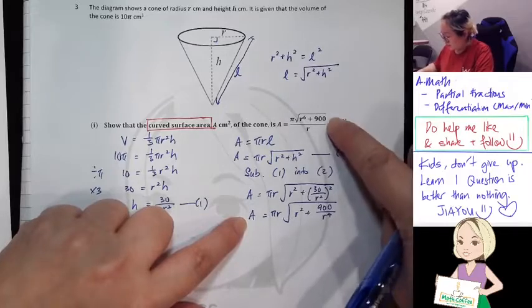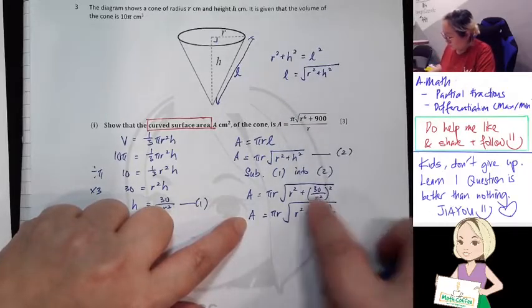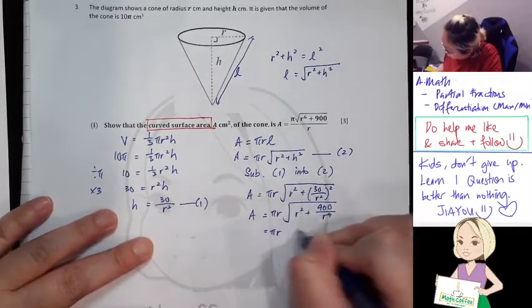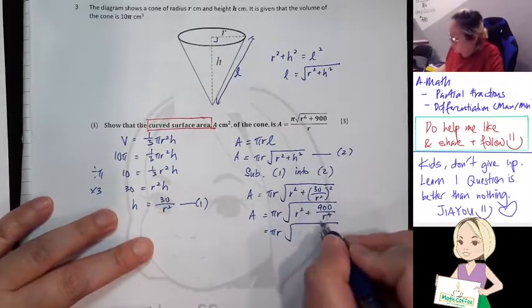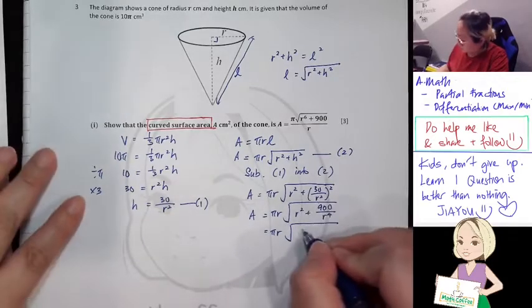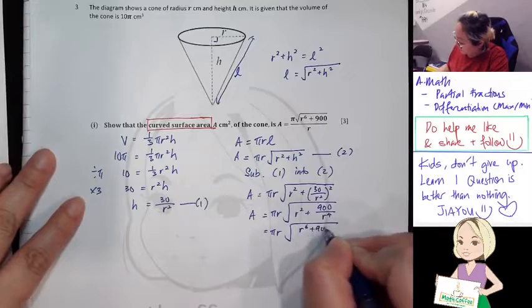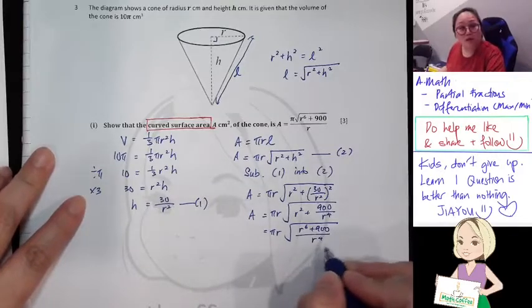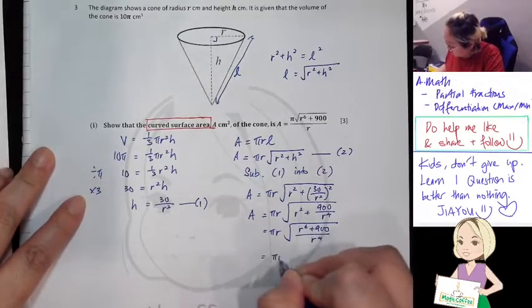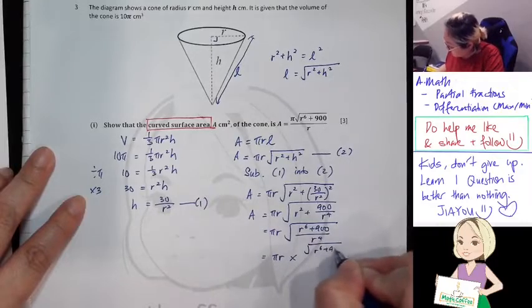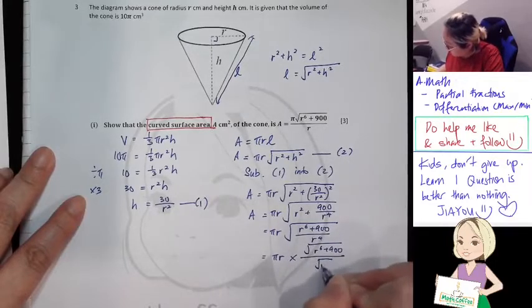We can see that this side can be combined into a single fraction. I'm going to combine the inside into a single fraction. So it is pi r. R squared, if I want to change to the same denominator, is r to the 4. So r squared times r to the 4 is r to the 6. So it becomes r to the 6 plus 900 over r to the 4. Then, because we can square root r to the 4, it becomes pi r multiplied by square root of r to the 6 plus 900 over square root of r to the 4.